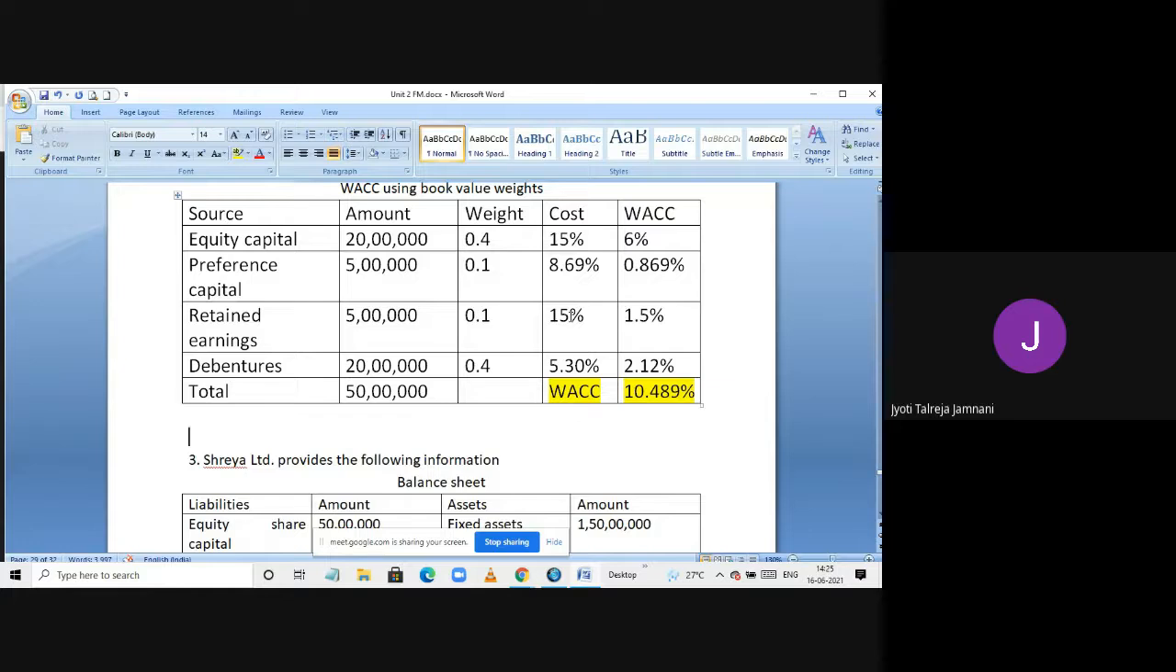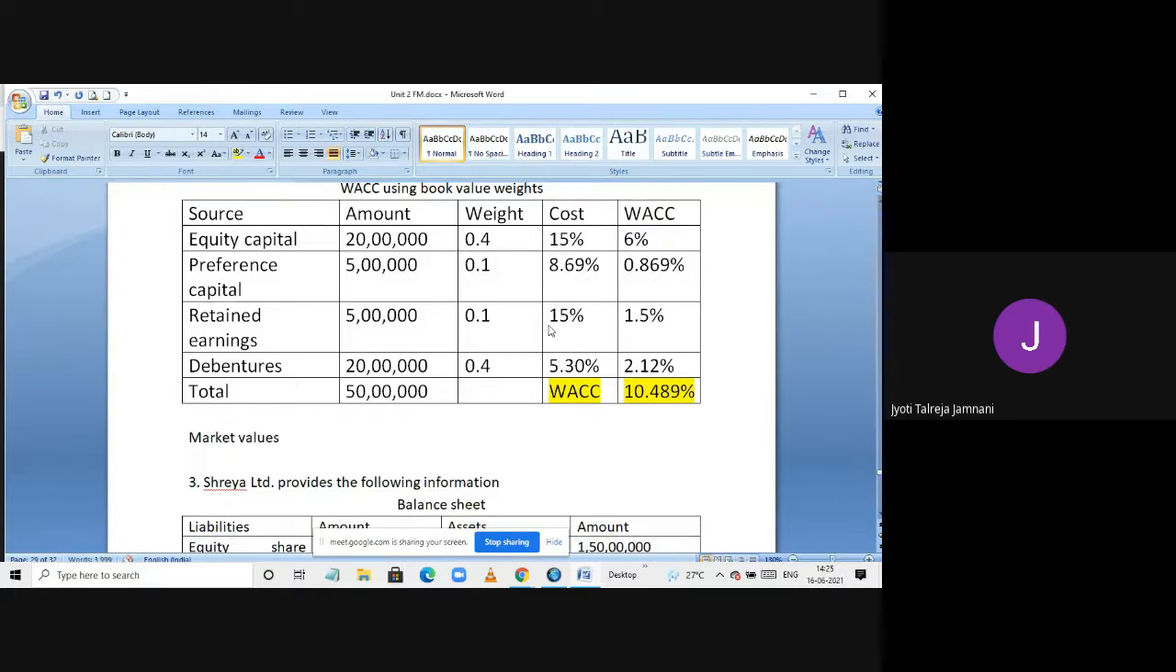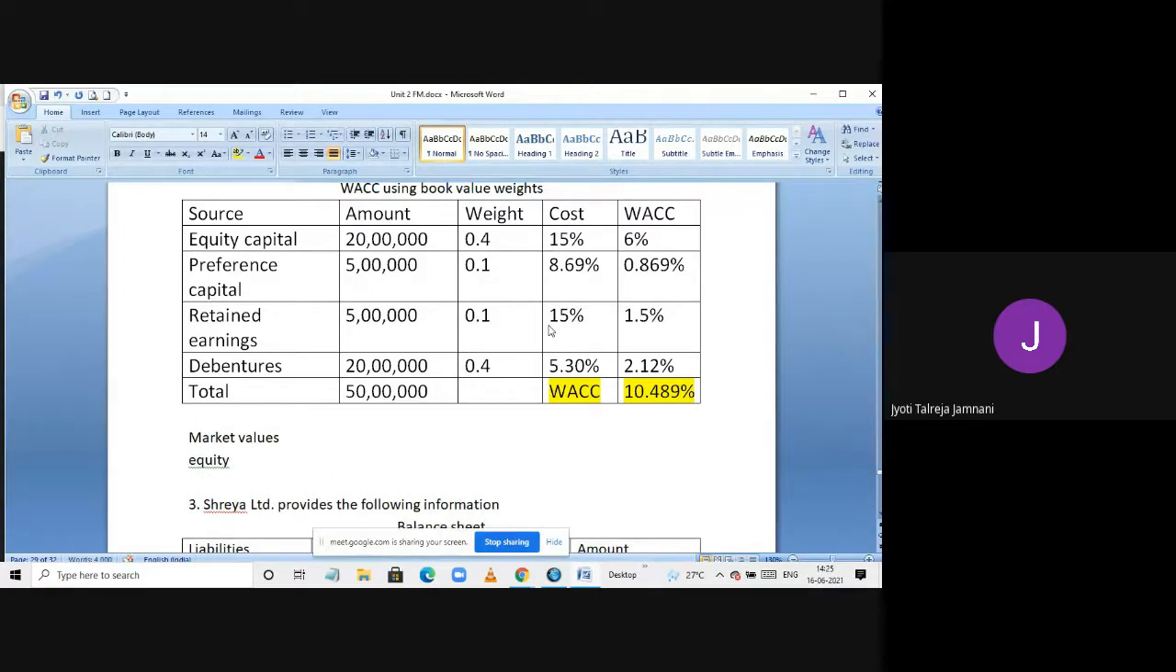Now let's find the market values. So how to find the market value? Let's start with the equity. So, market value of equity. Now here what we have to do is, we have to compare the book value with the market value. So just see here carefully how I am doing it.